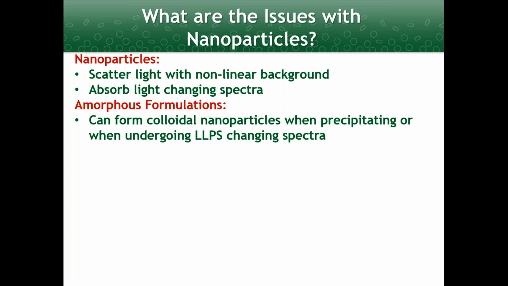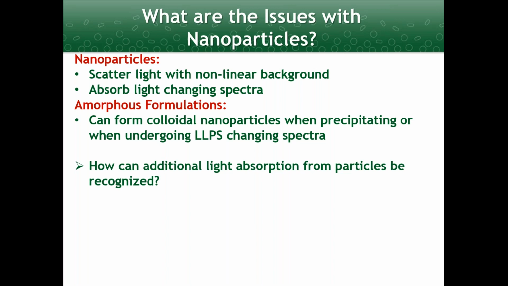changing the spectral characteristics. Amorphous formulations can form colloidal nanoparticles when precipitating or when undergoing liquid-liquid phase separation. That also changes spectra. So what it means in practice is that we don't know the spectral characteristics of nanoparticles ahead of time.